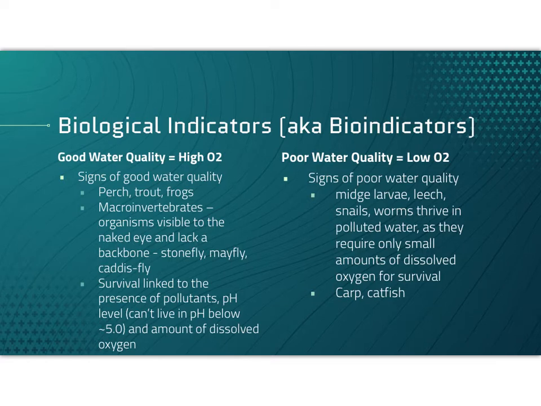They'll die off. Something that has a poor water quality or low dissolved oxygen level doesn't mean that there's nothing living there. It just means that there are different organisms there that don't need a lot of oxygen. So midge larvae, leeches, snails, worms, they thrive in polluted water as they require only small amounts of dissolved oxygen for survival, as well as carp or catfish, kind of like what people would refer to as bottom dwellers. They don't need a lot of oxygen to thrive. So poor water quality would have these guys. High water quality or high dissolved oxygen would be these guys.